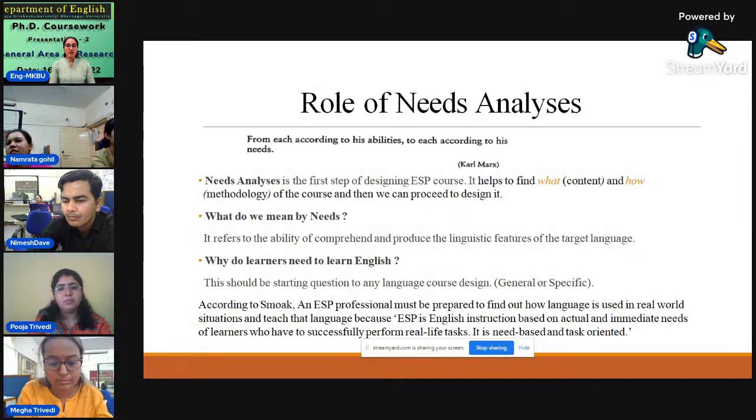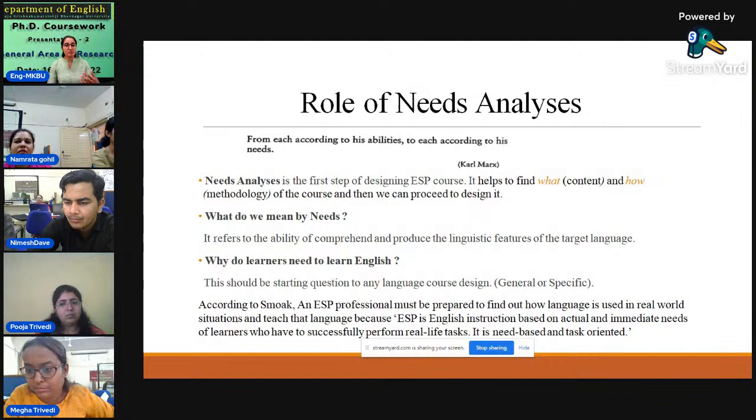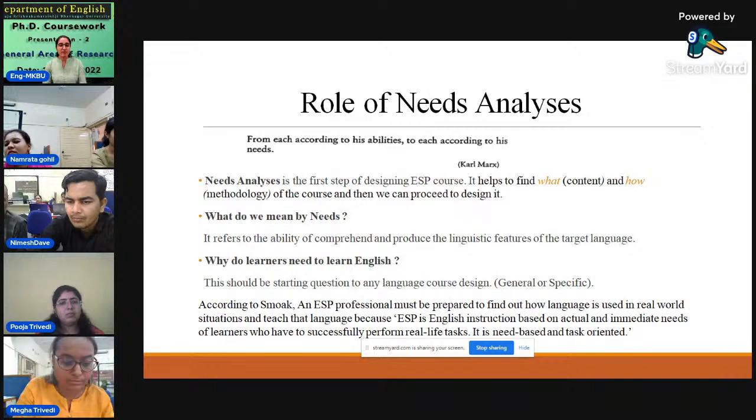Then need, what do we mean by needs? So for example, my need is that I want to develop the ability to comprehend, to understand the message or the meaning in that target language. And also I want to produce, to express myself in that target language. So that is my specific need. And there could be other needs also. So that intention of learning language can be defined as a need of individual learners.